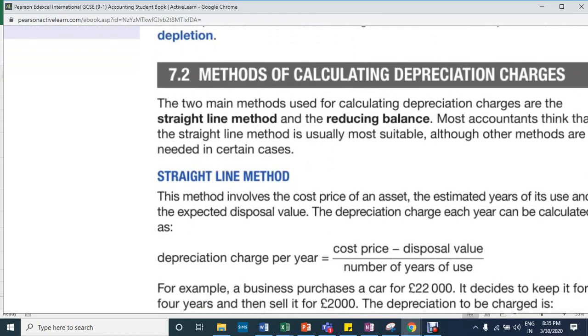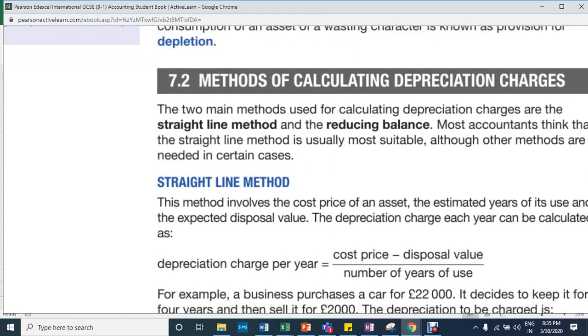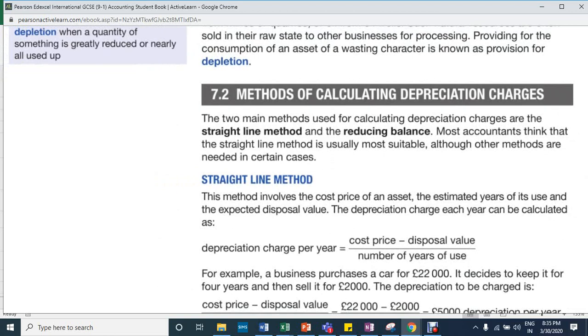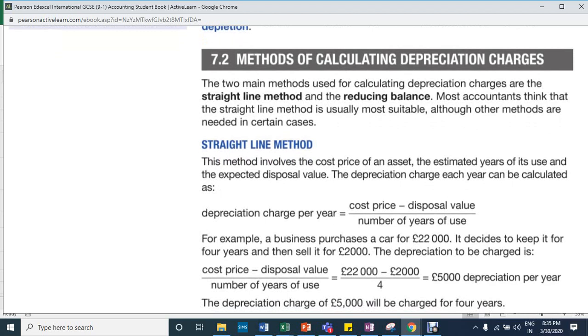Now we are moving into the main part of calculation of depreciation. So when we move to method of calculation, there are two methods which are in line with your curriculum, straight line method and reducing balance method. Under straight line, there are two formulas which you're supposed to apply.